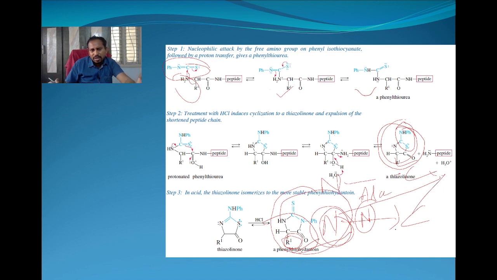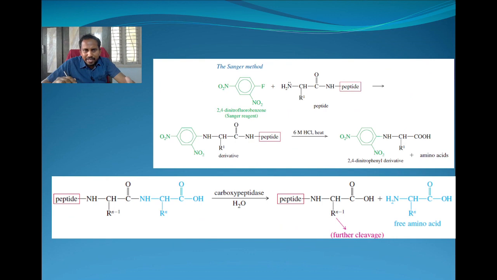These things you have to study from your text. I am just giving you a brief idea about N group analysis by Edman degradation. Here, with phenyl isothiocyanate, the first amino acid at the N terminal will react. Suppose the first amino acid is alanine, then the next will be glycine, that will be detected by the phenylthiohydantoin complex. Okay.